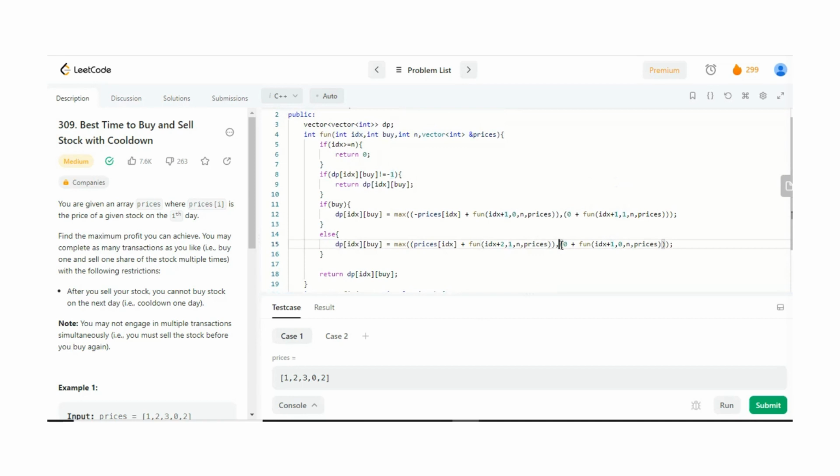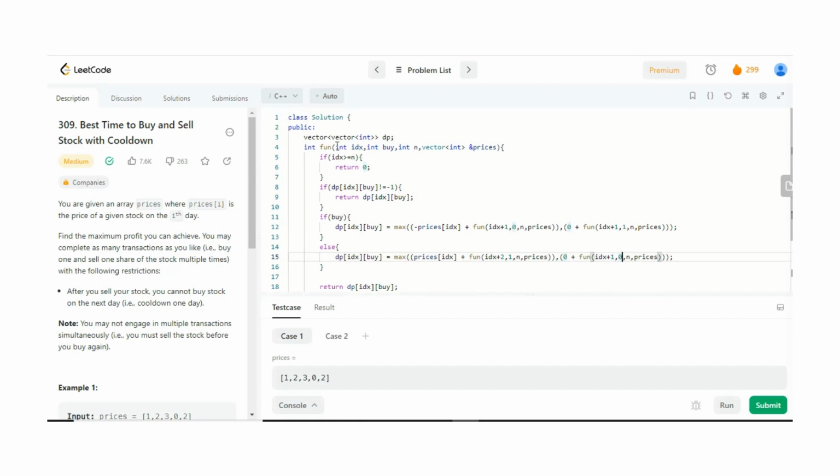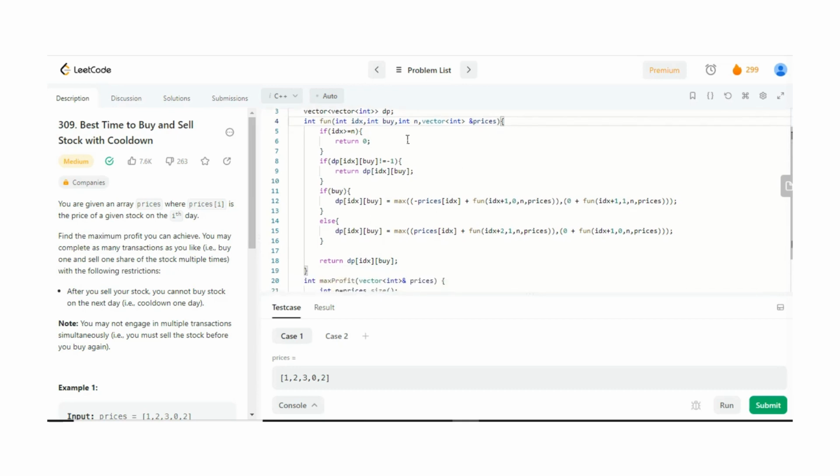But if we do not sell that stock on that particular day, then we need to sell it on the upcoming days, so buying is not possible. Here I have done the opposite in this case, and we'll take the max of it. As we can see, I have passed three parameters as I have explained: one is index, second is buy, third is the size of the prices array and the prices array. After doing all these things, we need to do the optimization.